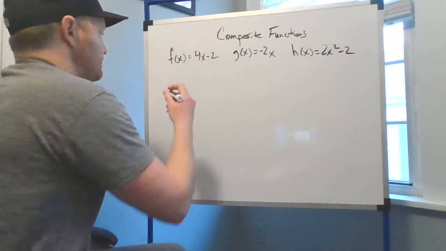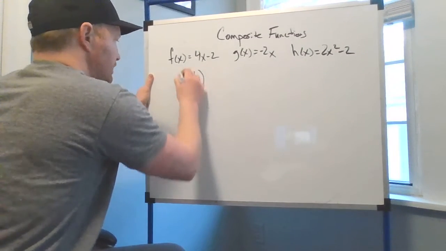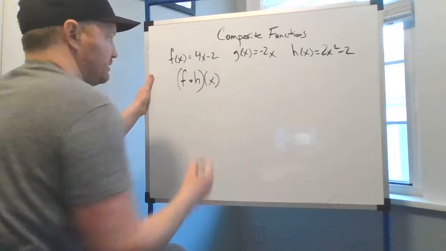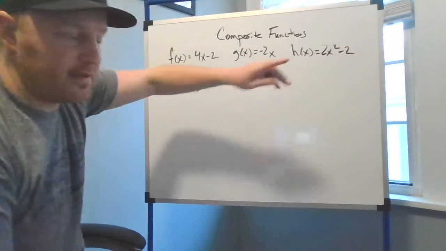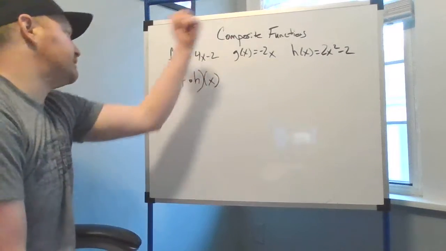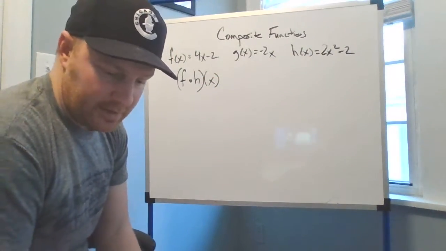Now let's say I had this instead. Let's say I did h of x. And again, if this was just a number, I would put this in place of x, do the math, and then take that answer and put it in place of x in the f of x function. But it's not always that easy.